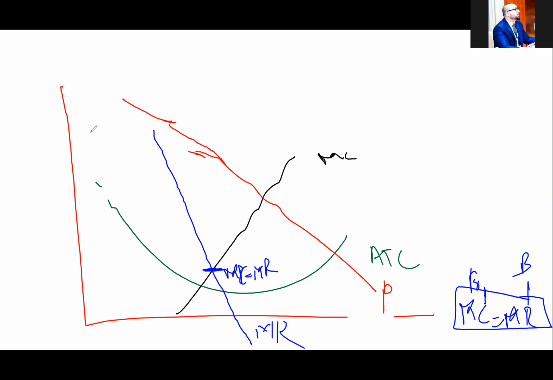But let me just explain this. So this point is MC equal to MR. MC equal to MR tells us the quantity to produce, because on the x-axis this is the quantity. We find out this is the quantity we need to produce, and we are very happy that we will be earning maximum profit. How? By producing this quantity.